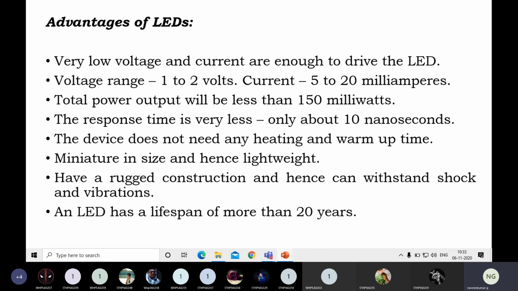Okay, no disturbance while we are carrying them. They have rugged construction, they can withstand shock, they can withstand vibrations. Over all these advantages, the main advantage is lifetime. Each LED light once installed can go as long as 20 years. So these are the advantages of your LED lighting.